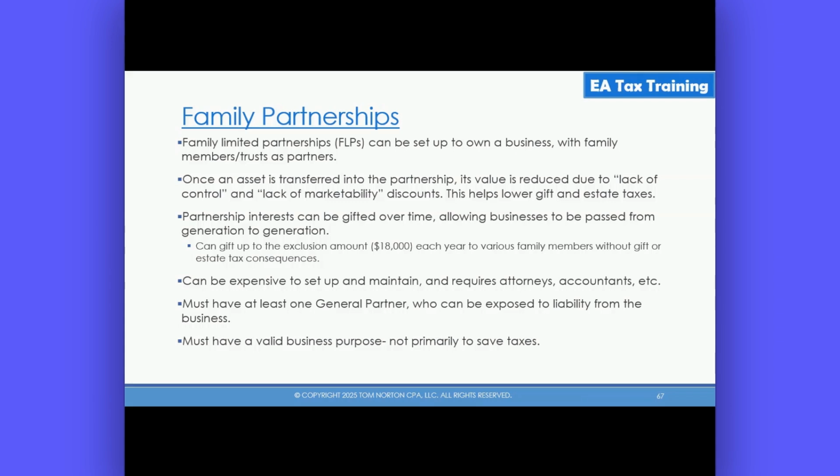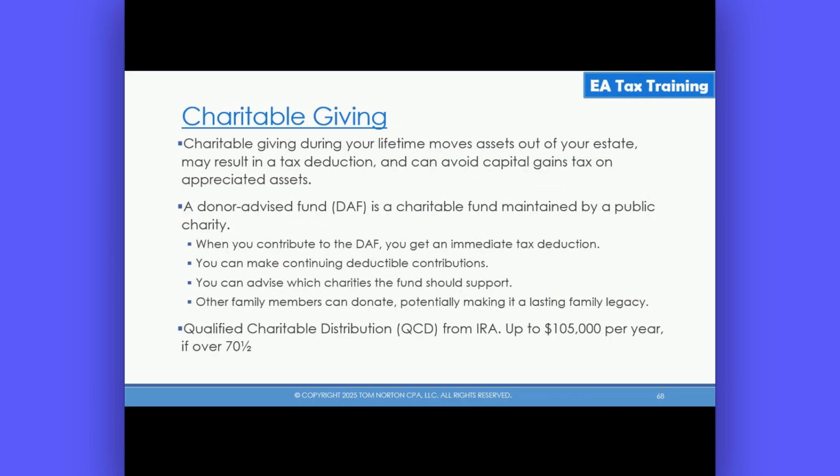This is not something I would ever try to do on my own. This is something you would refer them to an attorney who understands all this and who's experienced in this in order to set this up. Charitable giving. Charitable giving is a way to get assets out of your estate and therefore to save estate taxes. And you can also avoid capital gains tax on any appreciated assets.